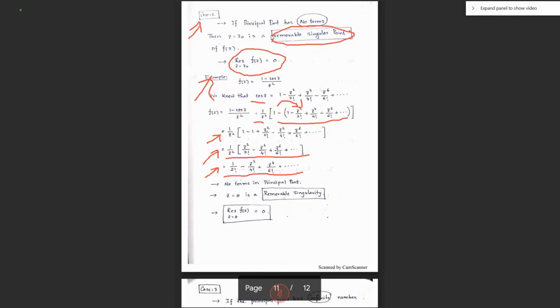Since there is no z in the denominator, there is no term in the principal part. So z equal to 0 is a removable singularity, and in this case the residue of f(z) at the point z equal to 0 is 0.